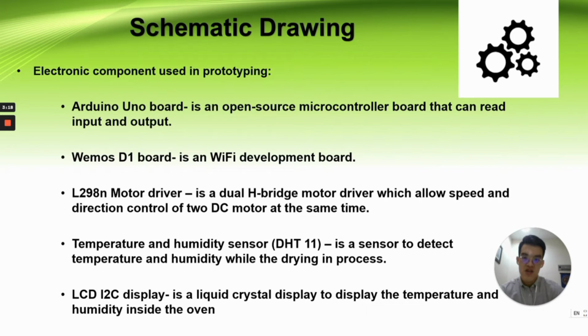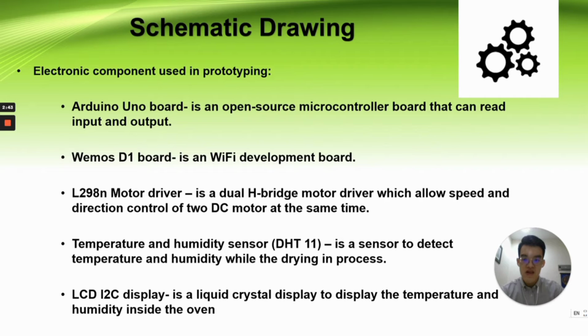The electronic components used in prototyping, which is Arduino Uno, an open source microcontroller board that can read input and output. Another board is the WeMos D1, which is Arduino based, with added Wi-Fi, a development board. The next one is the L298N motor driver, which is a dual H-bridge motor driver that allows speed and direction control of two DC motors at the same time. But in this prototyping, we are only using one motor for the motor driver.